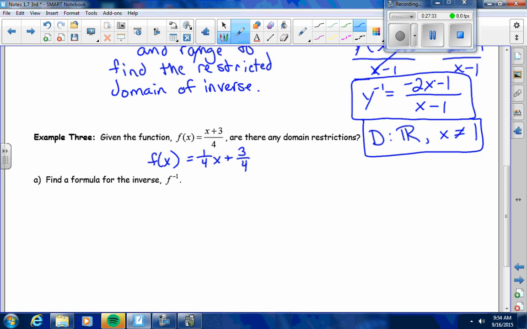Is it a parabola? Is it a circle? Is it a cubic? What is it? It's a straight line. So will every straight line, a linear function, pass both the vertical and horizontal line tests? Yes. What's the domain and range of every linear function? All real numbers. So will we have any domain restrictions on this graph? No. Domain and range equals all real numbers.